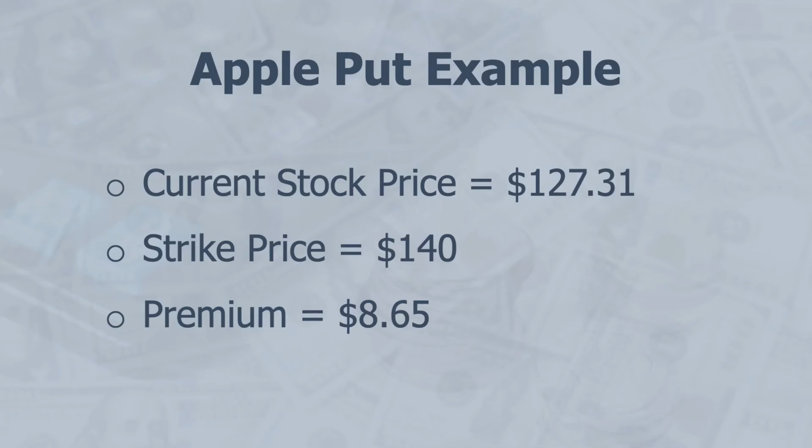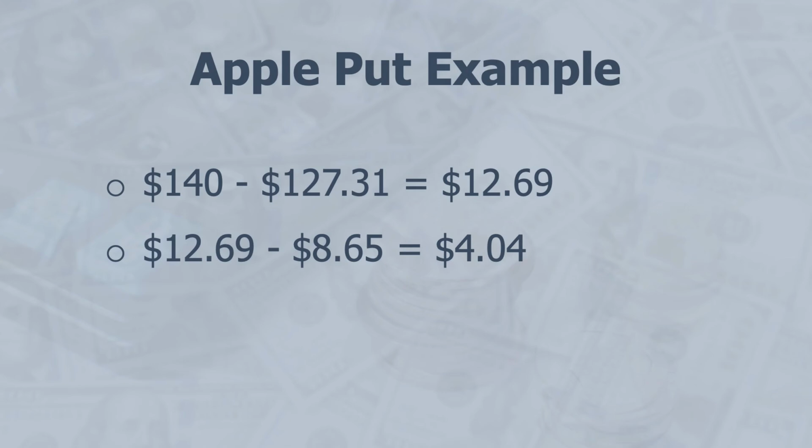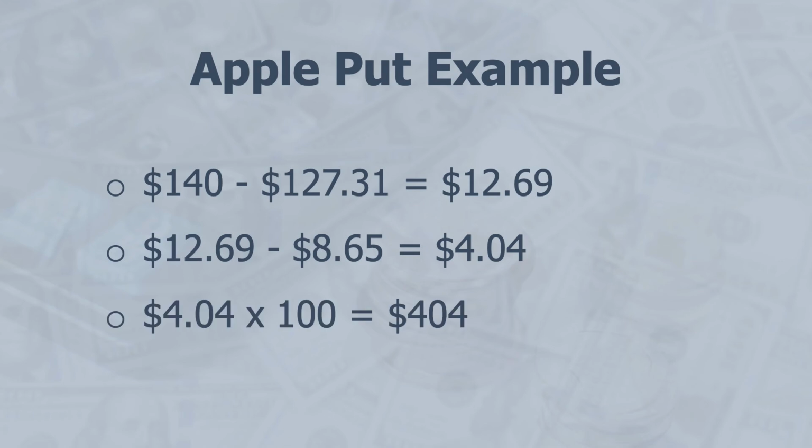So we can see there that the current stock price is $127.31. We bought the strike price of $140 and we paid a premium of $865 for that. So we take the $140 and then we remove the share price of $127.31. That gives us $12.69. Then we take the $12.69 minus the $8.65 premium which we paid, and that brings us down to $4.04. And then we take that times by 100, which is our multiplier for the options contract, and we end up with a profit of $404.